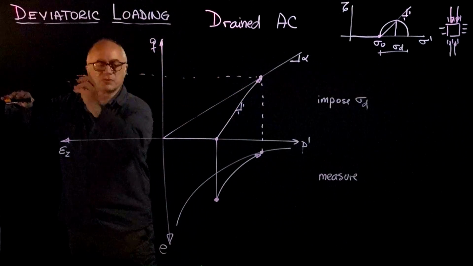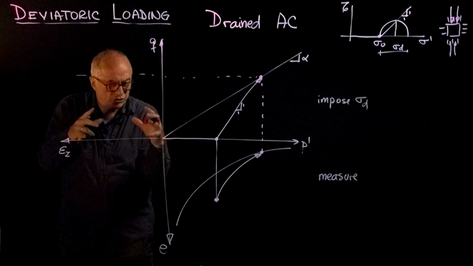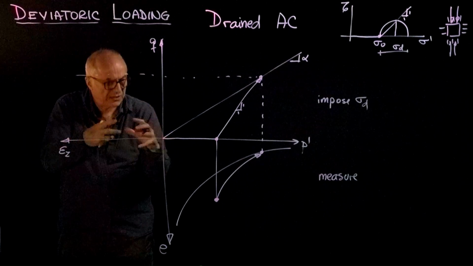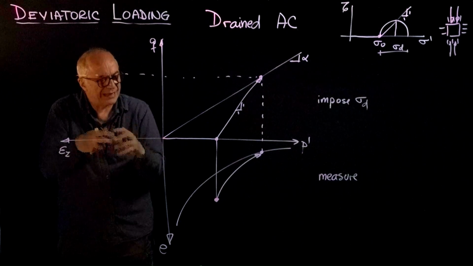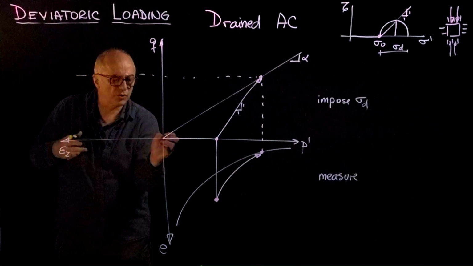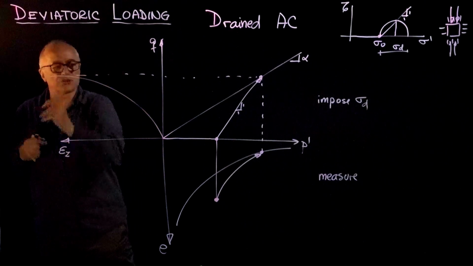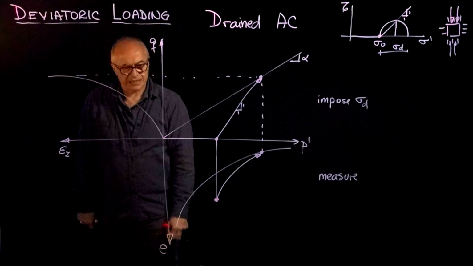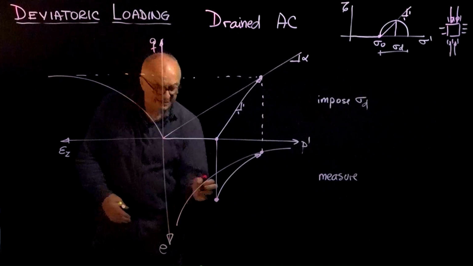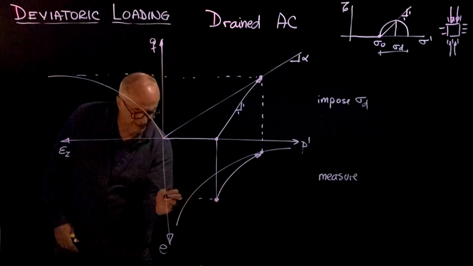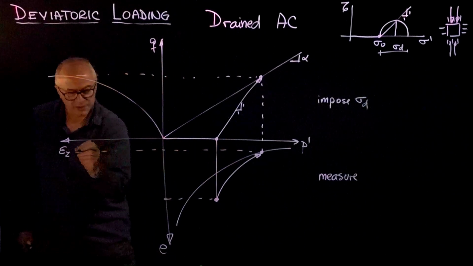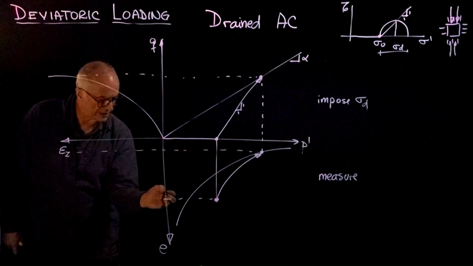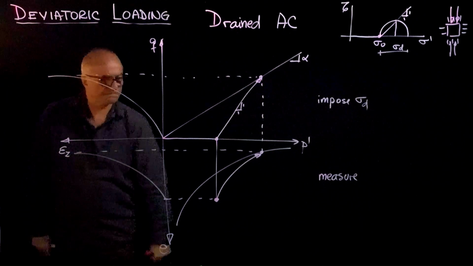The more this soil contracts, the more interparticle contact. The more interparticle contact, the higher the friction that has to be mobilized, the stronger it is, but it goes towards an asymptotic condition, which is that behavior. And in this other space, it starts at this void ratio, and it will end at this void ratio. So it just contracts, and it goes like that.